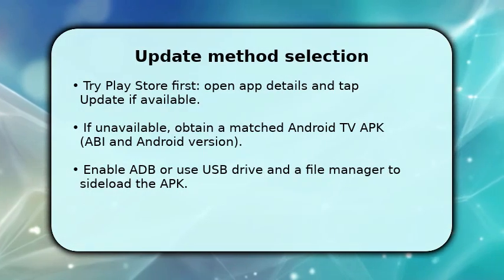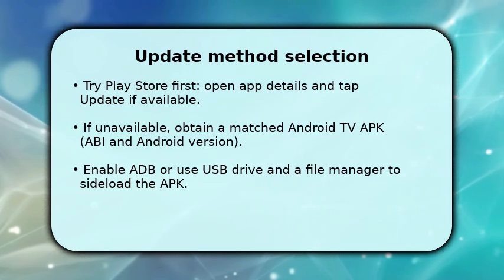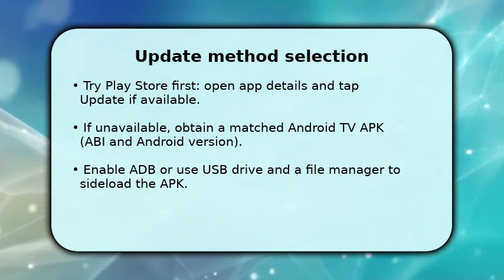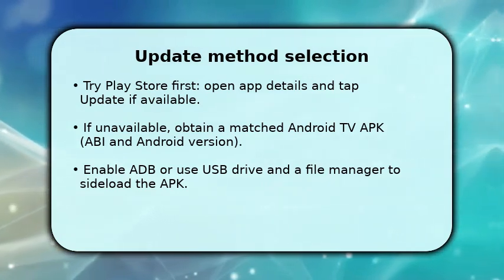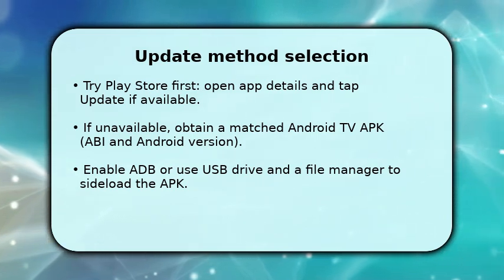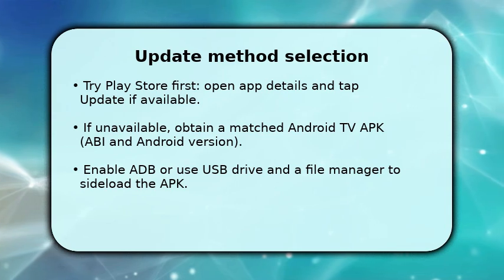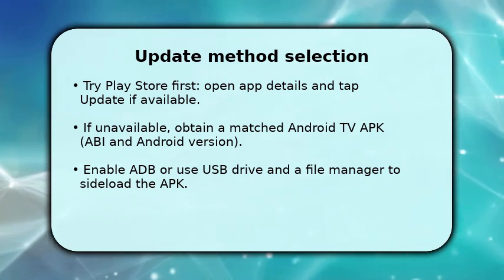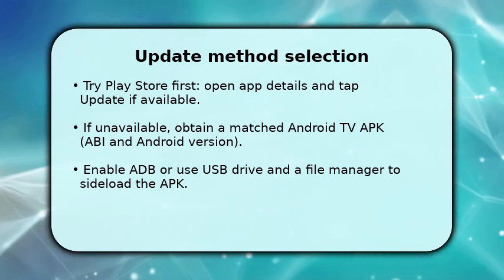You should try the Play Store update first. Go to the Play Store app page for Google Play services and tap Update. This is safest and preserves signatures. If the store shows no update, choose a compatible Android TV APK that matches your TV's ABI and Android version, because the wrong build will fail.